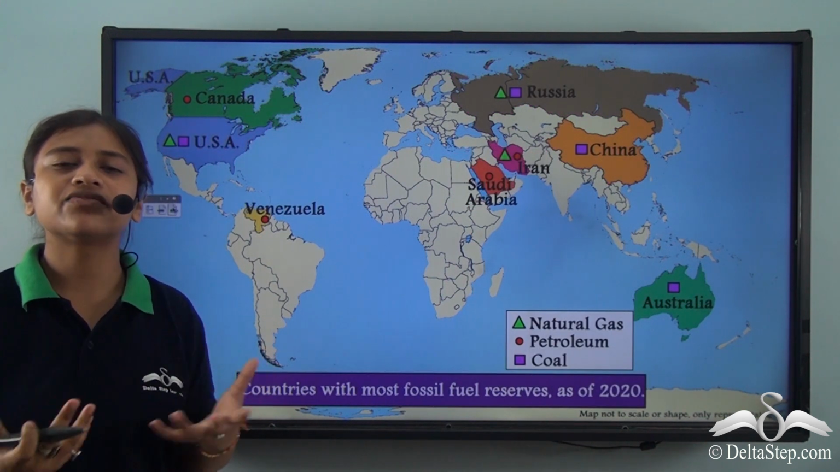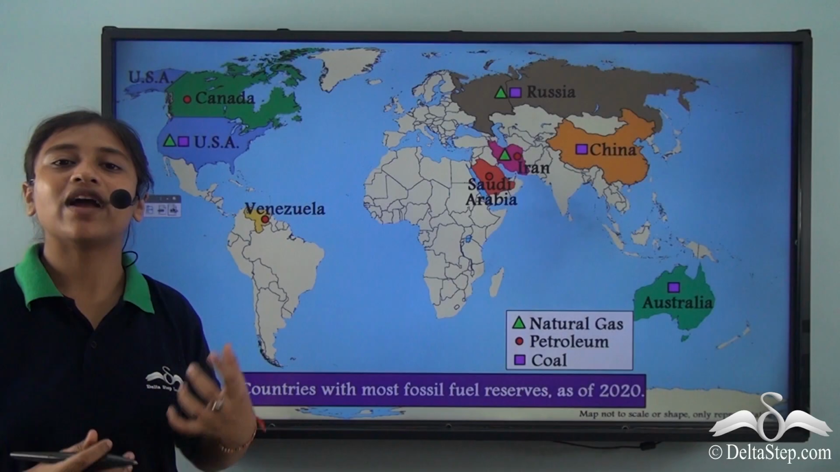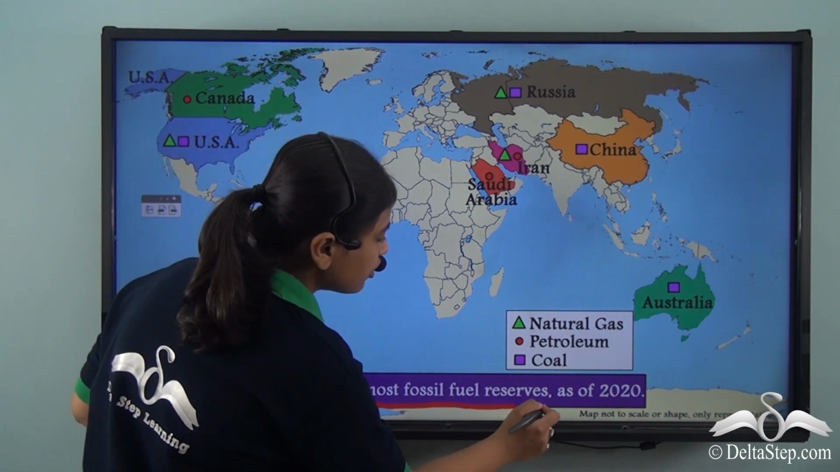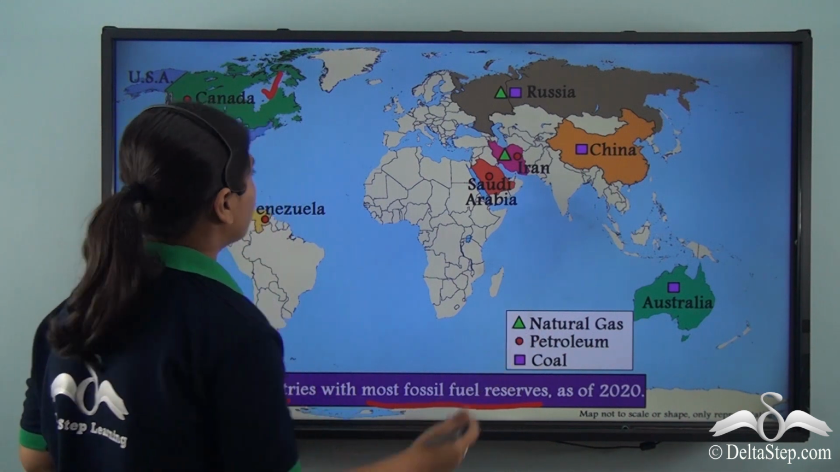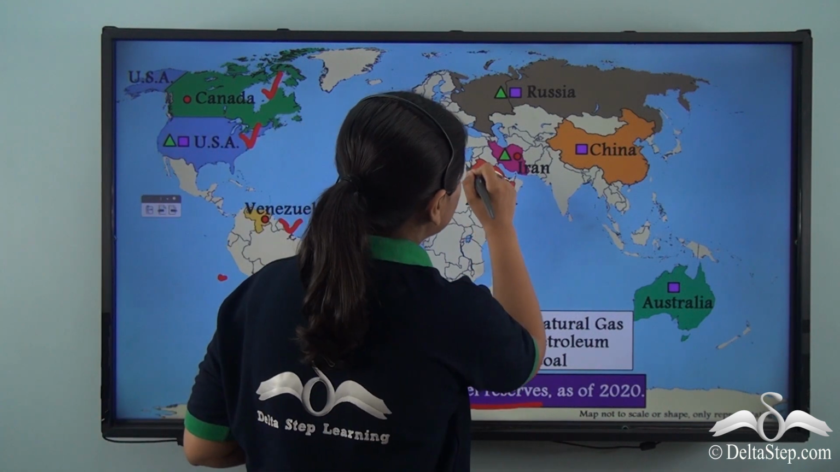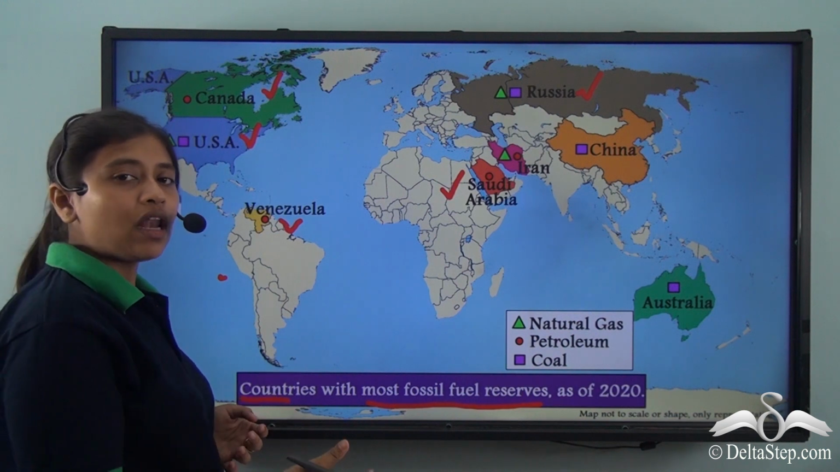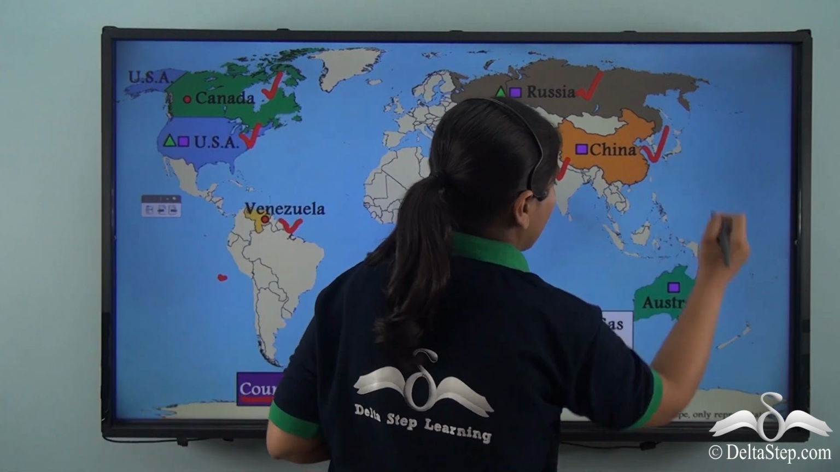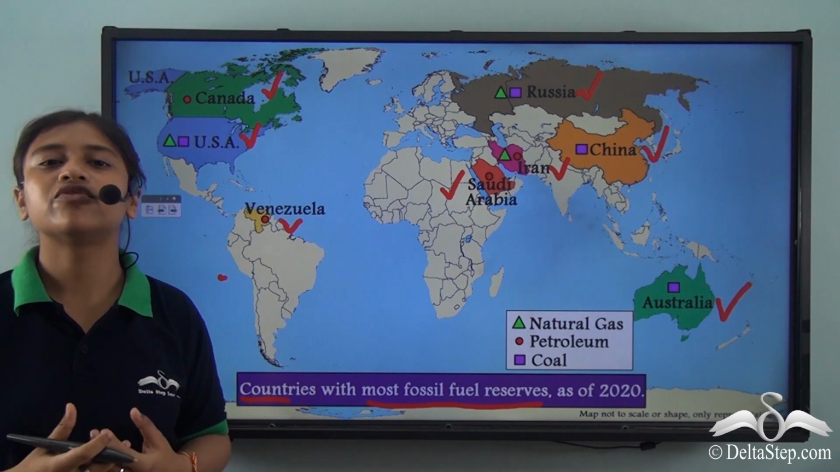Now, we have seen all the different types of inorganic and organic minerals, their uses and distribution across the world, and also in India in particular. So here is a map that showcases the countries with most fossil fuel reserves as of 2020. This map shows that Canada has huge reserves of petroleum, while USA has huge reserves of natural gas and coal. While Venezuela and Saudi Arabia are places with huge reserves of petroleum, Russia has huge reserves of coal and natural gas, and Iran has huge reserves of petroleum and natural gas. On the other hand, we also have China and Australia with huge reserves of coal. So this map shows us countries with most fossil fuel reserves as of 2020.